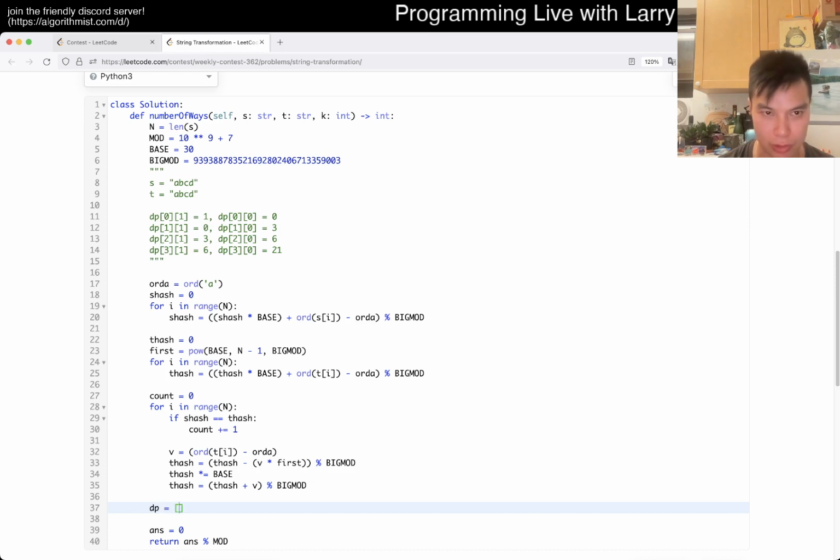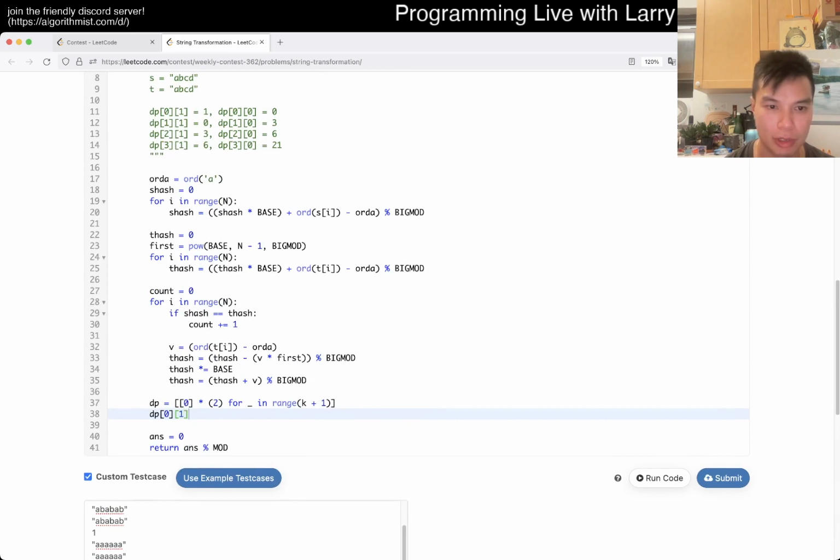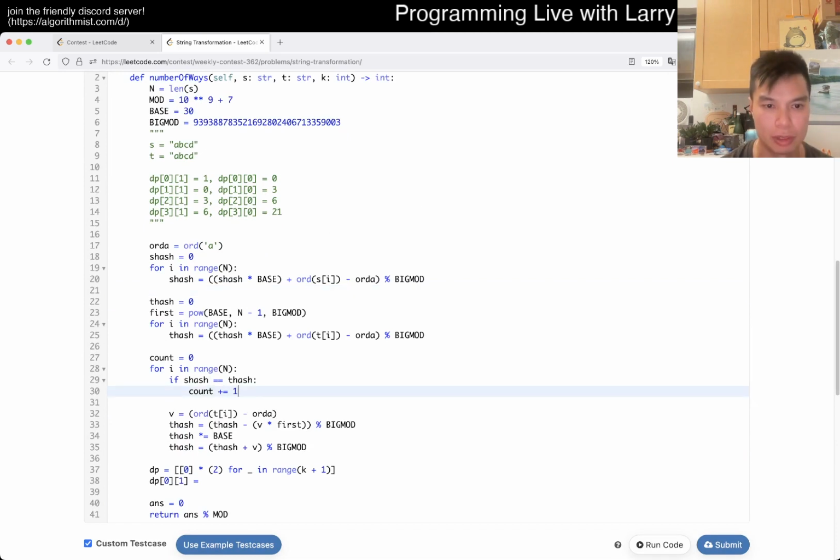So DP is equal to times k plus 1 times 2. Oops, k plus 1 is here, and this is 2, and then yeah. Okay, and then DP of 0, 0 or 0, 1 is always going to be equal to whether, okay, but I guess actually I made a mistake here. This is the number of total ways, right? So this is the beginning ways.